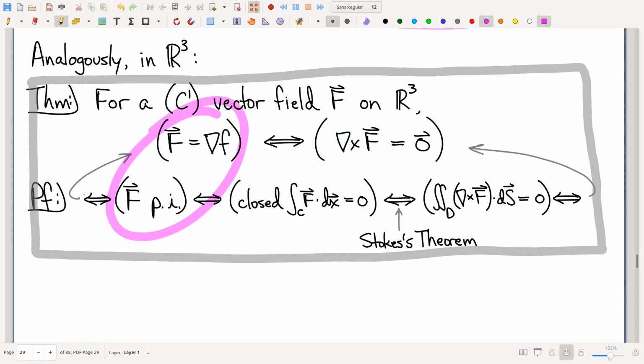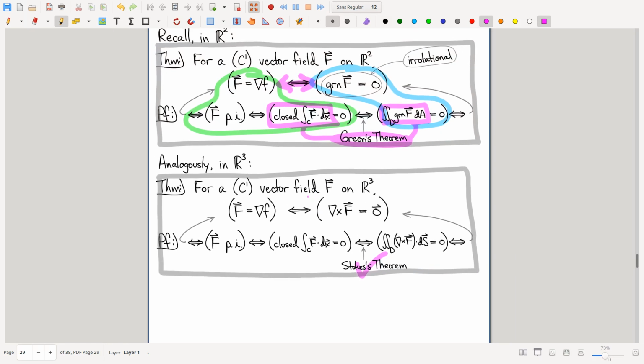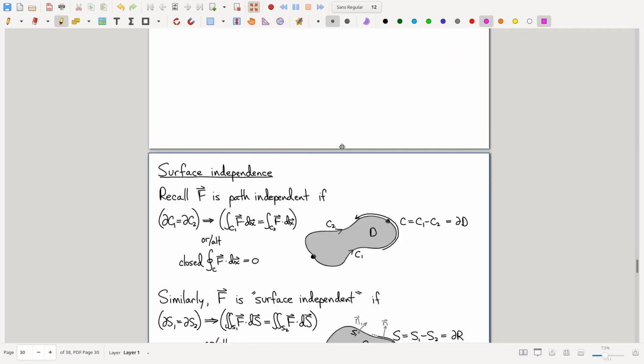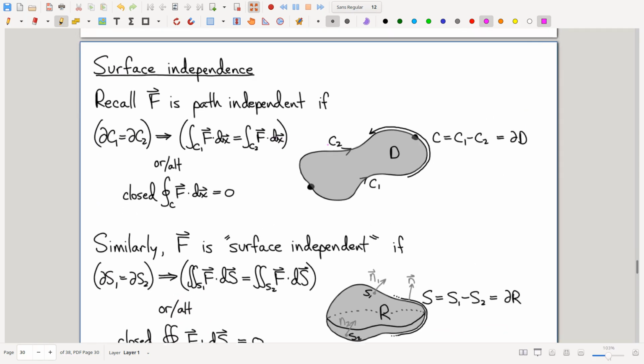Here's how you tell if you have a vector field and you want to know if it's a gradient, if it's path independent in 3 dimensions, no problem. Compute the curl, see if you get 0. If it is, then you win. No problem. Okay, so beautiful how Stokes's theorem really does play a role here that's so extremely analogous to what Green's theorem did right there.